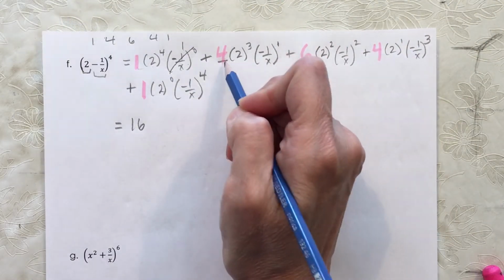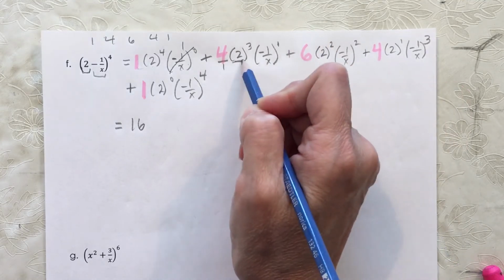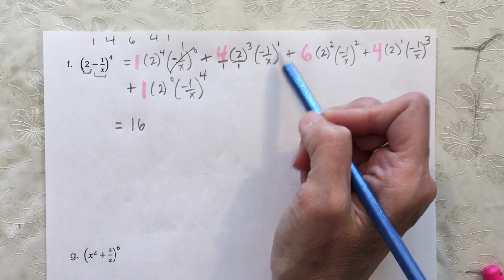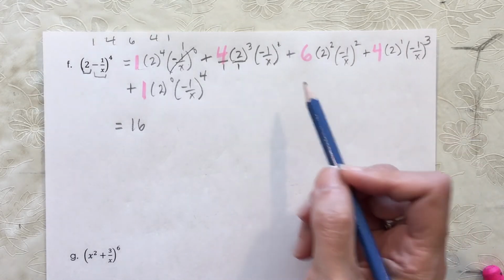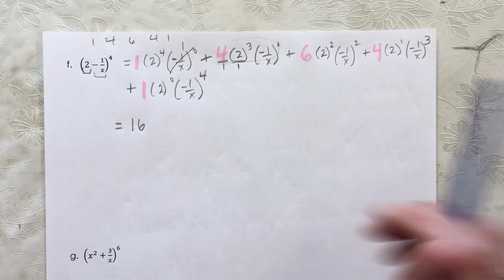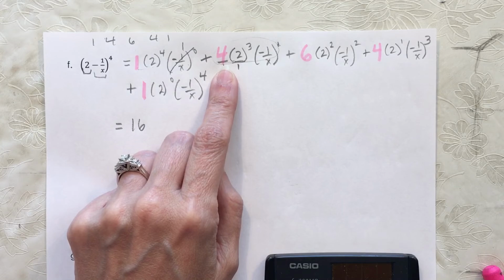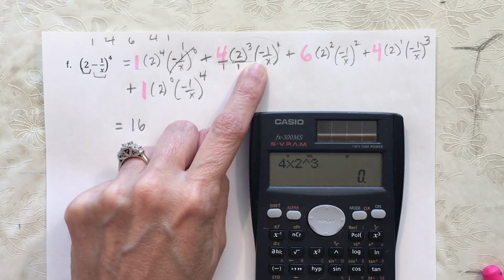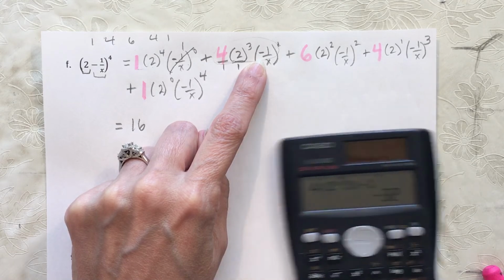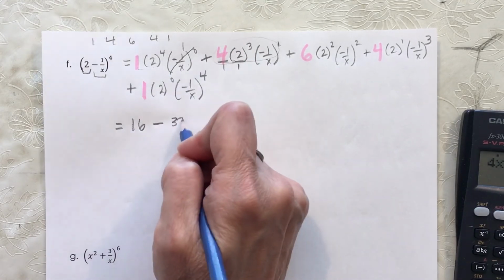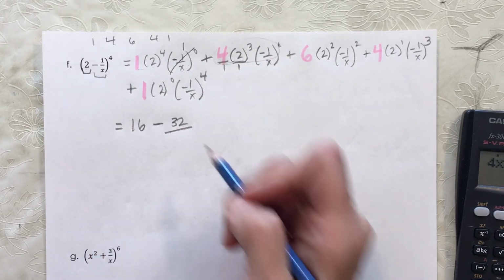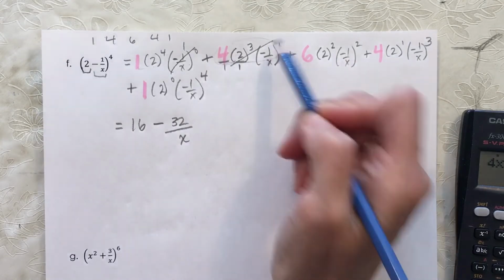So I can think of 4 as being 4 over 1, and 2 cubed as being 2 cubed over 1, and then negative 1 over x to the 1 as negative 1 to the 1 over x to the 1. So in the numerator, I'm going to have 4 times 2 cubed times negative 1 to the 1, which is just negative 1. So my numerator is going to end up being negative 32, so minus 32. My denominator is going to be 1 times x to the 1, which is just x. So we've done that one.